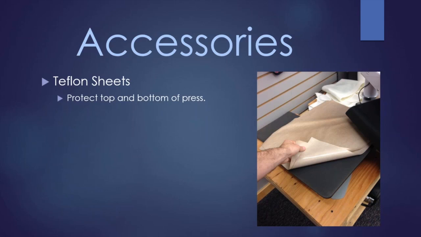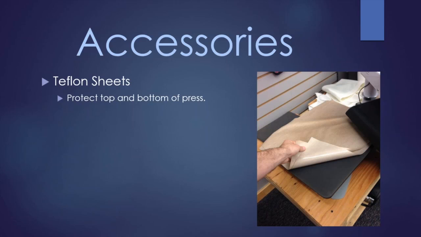The bottom of your press has a thick rubbery black pad, and that can sometimes collect a lot of ink, and over the years probably gets torn up just from daily use. So we always put one Teflon sheet on the bottom just to protect that, catch ink, keep it clean, and make sure it's not getting torn up.